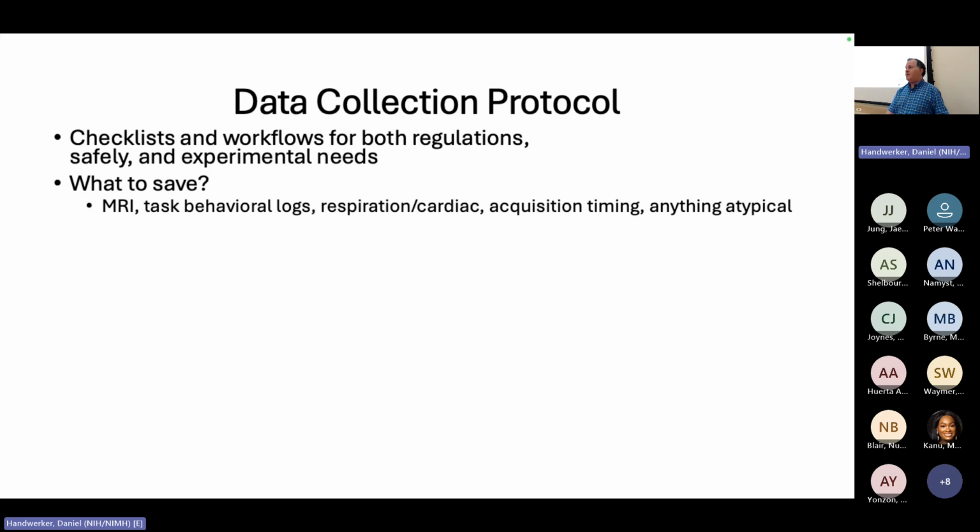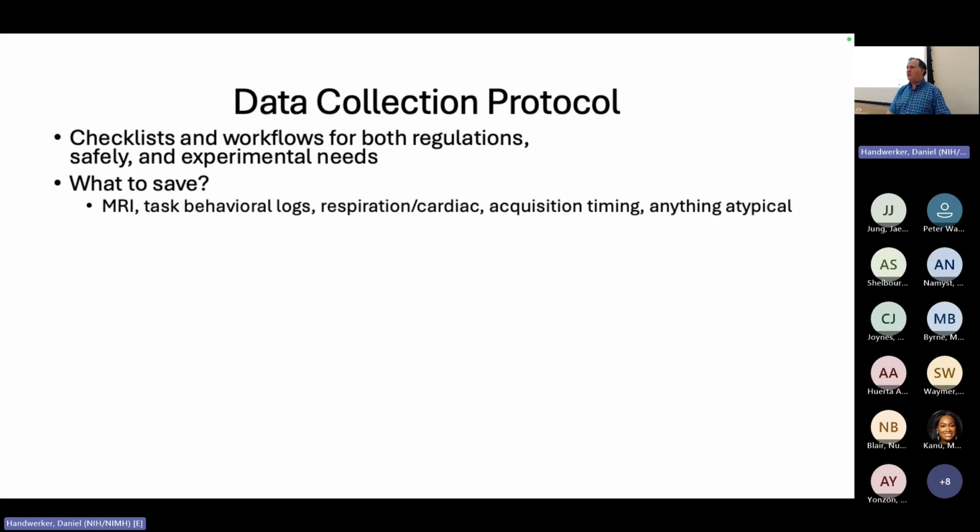Then I make a protocol for what to save. Obviously you want to save your MRI data, and with the scanners here that's going to be automatic. But also task behavioral logs: what do you want to log from your task? Respiration and cardiac, like I said earlier, I'm going to keep hammering on it: collect respiration and cardiac and save it. Acquisition timing: how many minutes between your scans, and were there any issues in between?